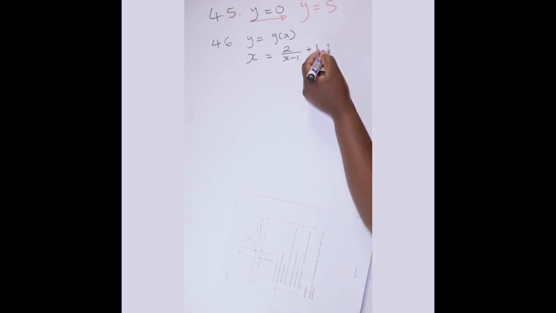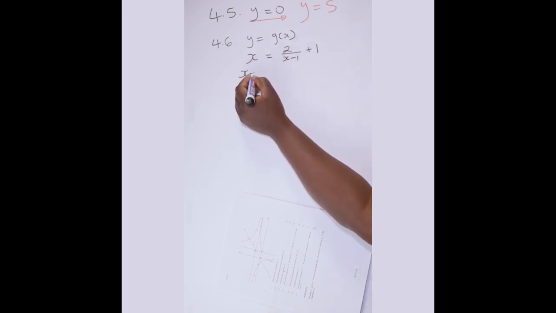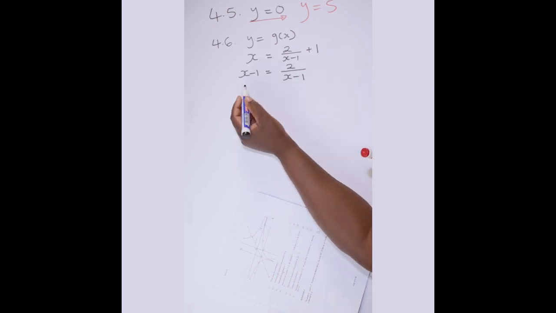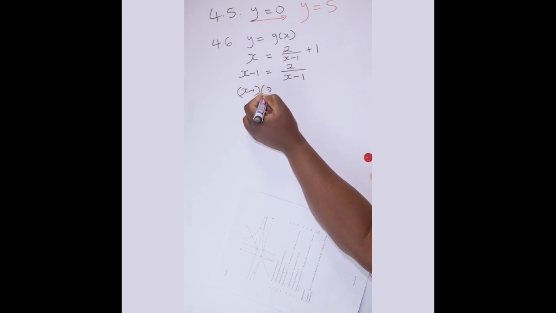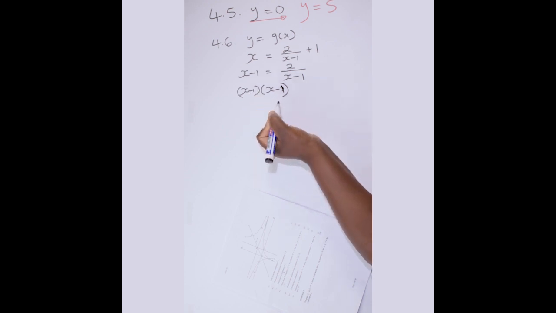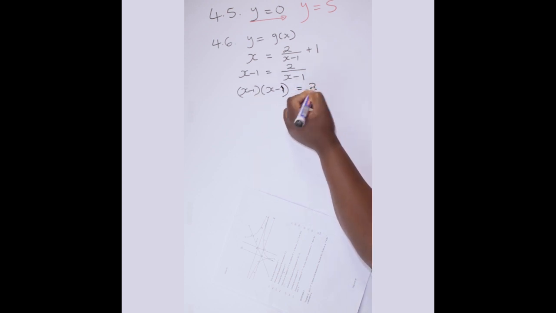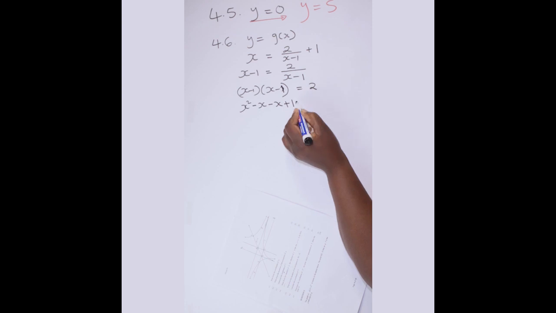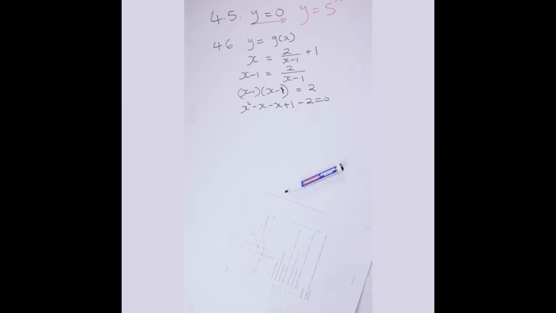Remember, moving the 1, we subtract it on both sides. So we'll have x minus 1, and here we'll remain with 2 divided by x minus 1. And then we multiply both sides by x minus 1. So when you multiply both sides by x minus 1, we will now remain with x minus 1 times x minus 1 in a bracket equals 2. Remove the bracket, we'll have x squared minus x plus 1, and there's a minus 2. Okay, and from there, we do the simplification.